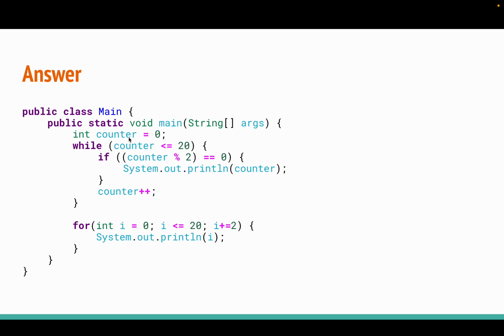So this is going to start at 0, and it's going to go all the way up to 20, and whenever the counter is even, it's going to print out the counter, otherwise it's just going to add 1 and go to the next number.